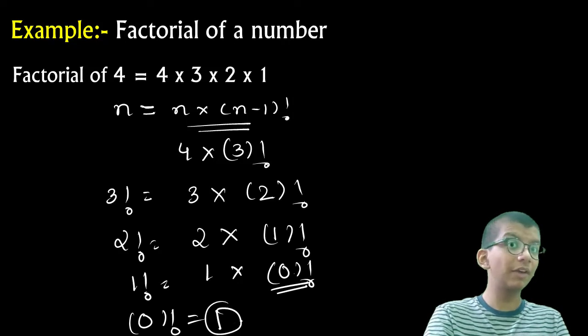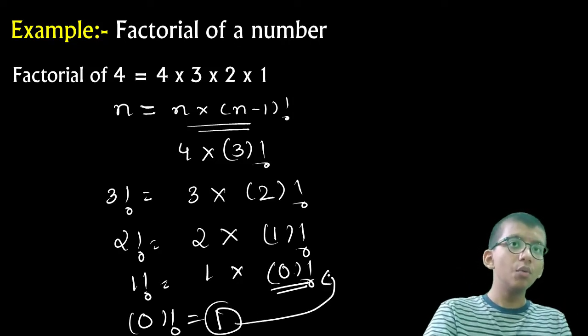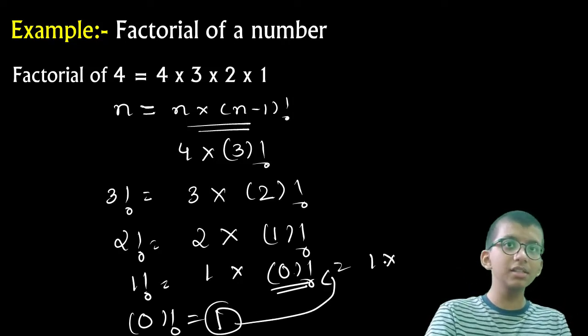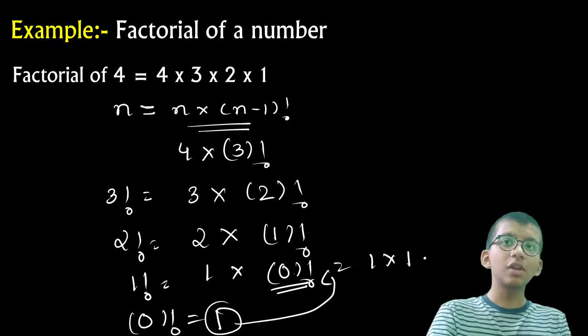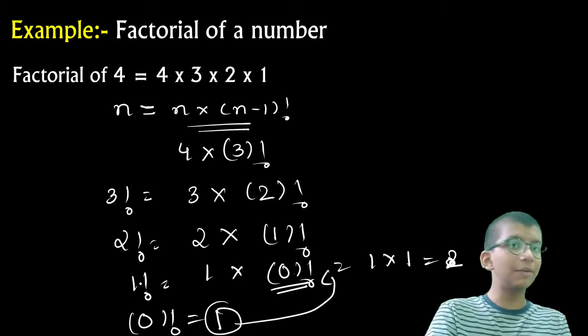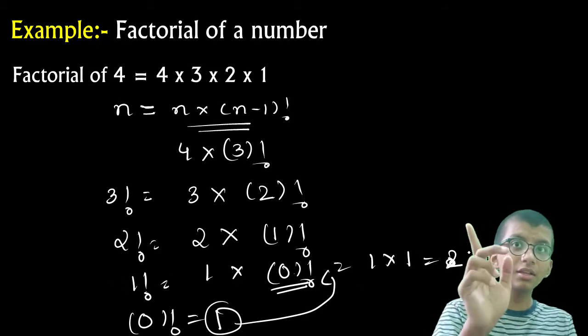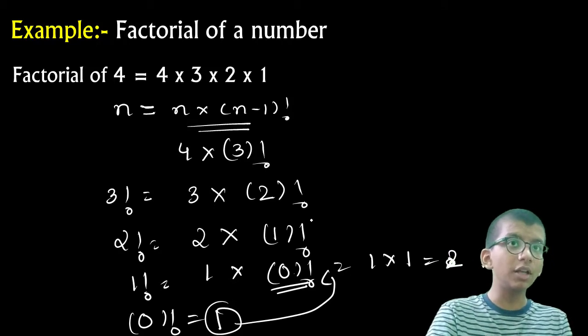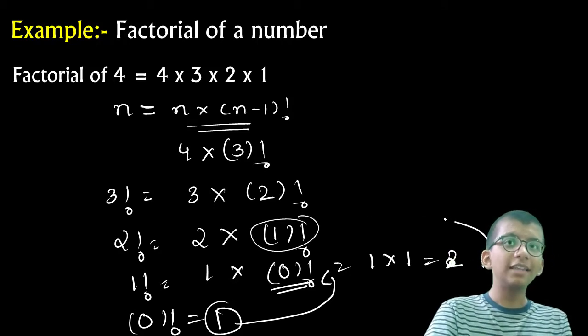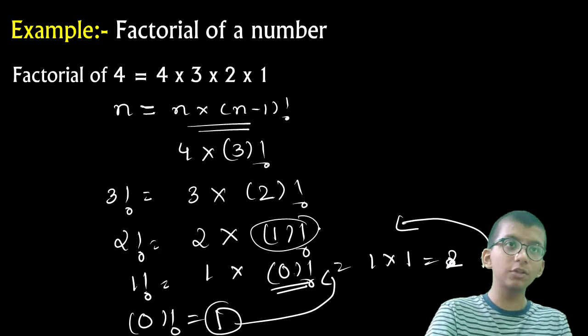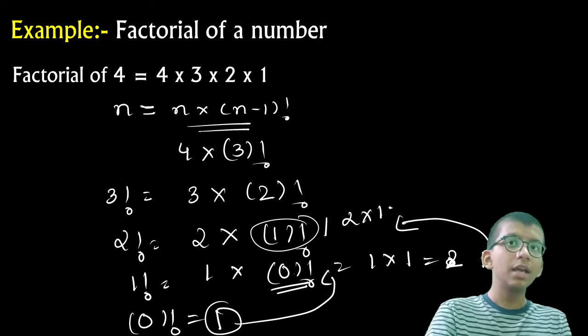So 1 factorial is waiting for 0 factorial. So 1 times 1, because the 0 factorial we got is 1, so it equals 1. So 1 factorial equals 1. Now the 2 factorial is waiting for 1 factorial, so we give it this 1. So 1 factorial we have found out, and then 2 times 1 equals 2. Now we have 2 factorial.